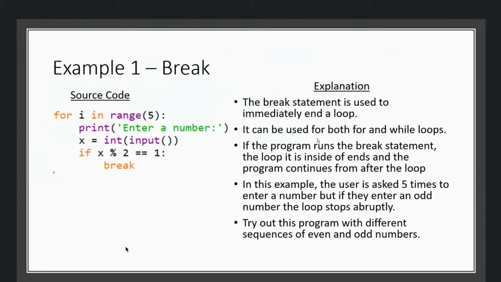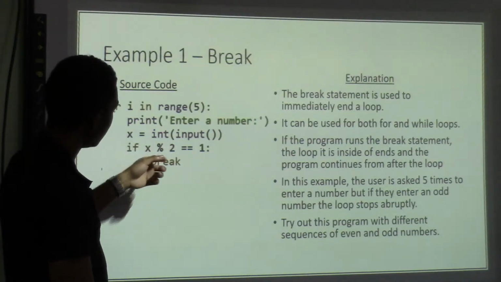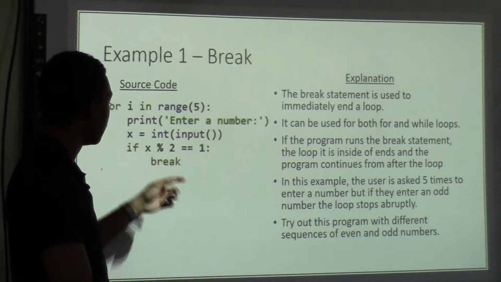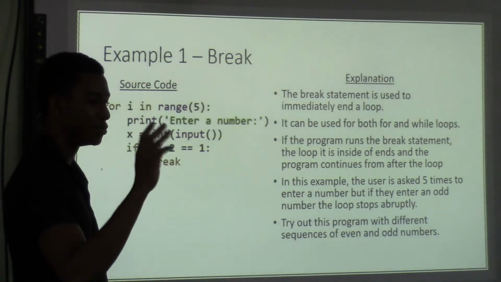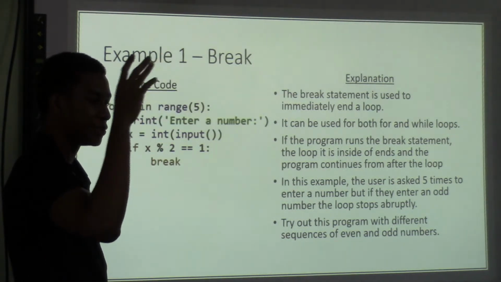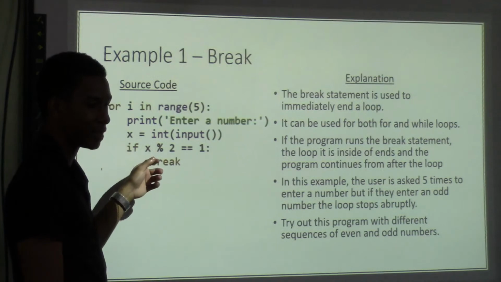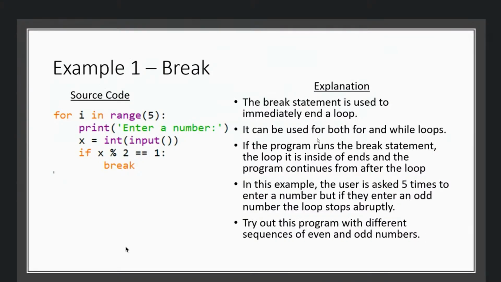If the user enters only even numbers, we'll end our loop after 5 times. But if our user happens to enter an odd number anytime between our first iteration and our last iteration, they'll break at that point. Everybody okay? Okay.